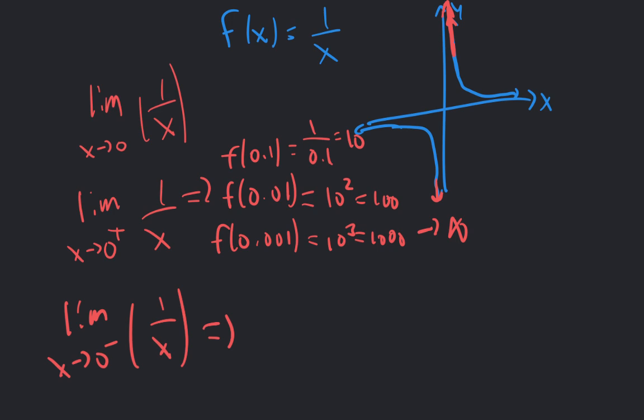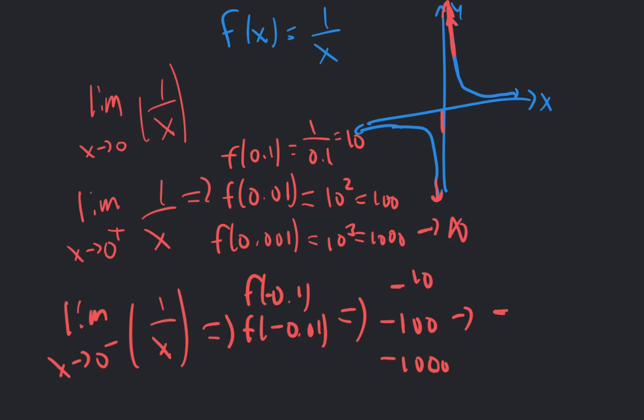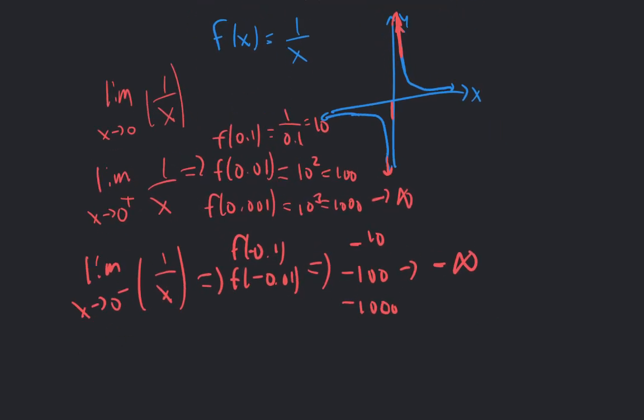So we would plug in numbers that are slightly smaller than 0, like negative 0.1, negative 0.01, etc. And these are just the negative values, negative 10, negative 100, negative 1,000. So you can see that it just goes towards negative infinity. So we can say that this limit, DNE, or does not exist.